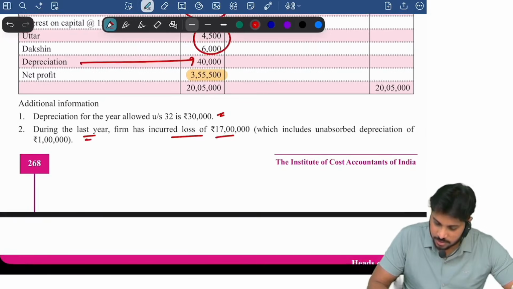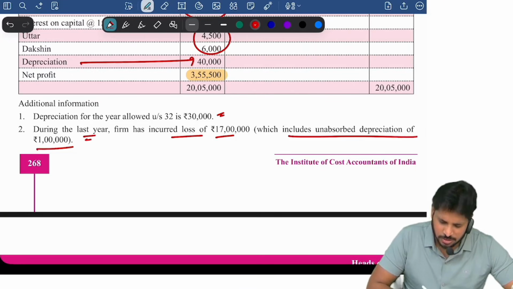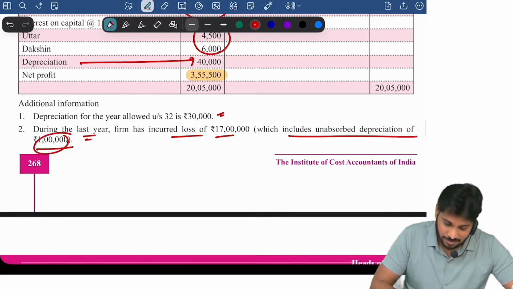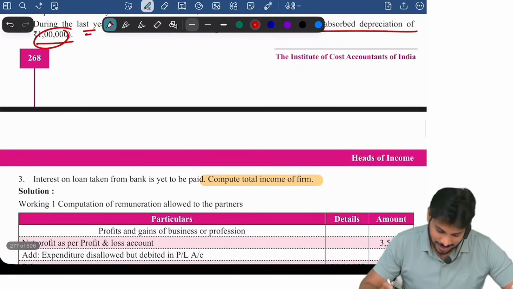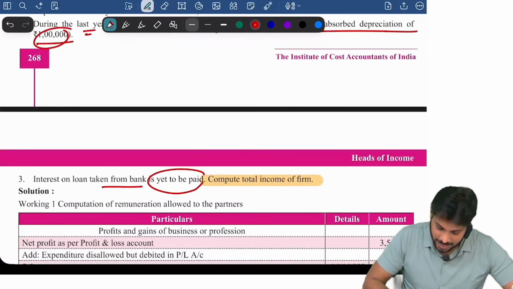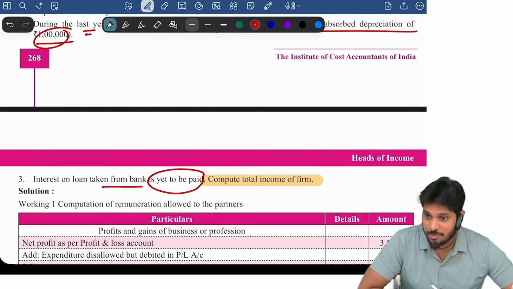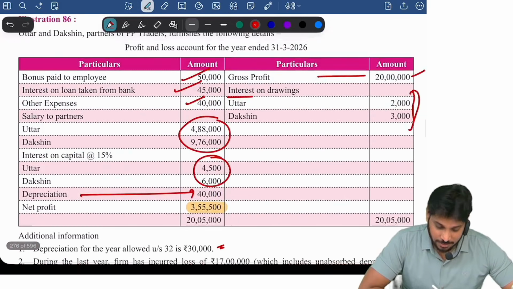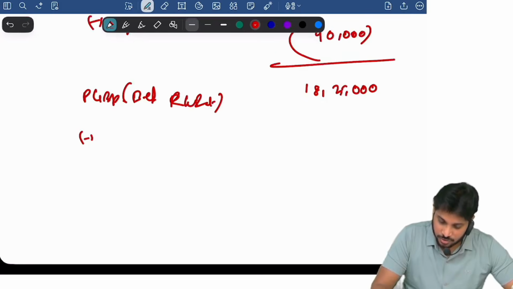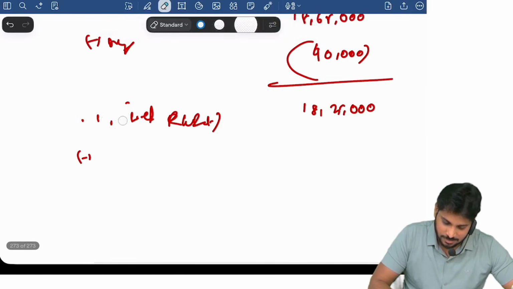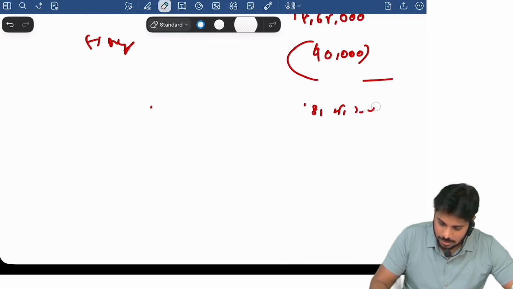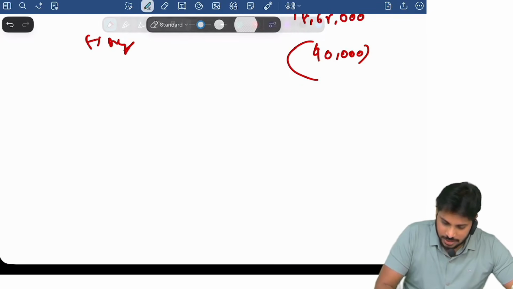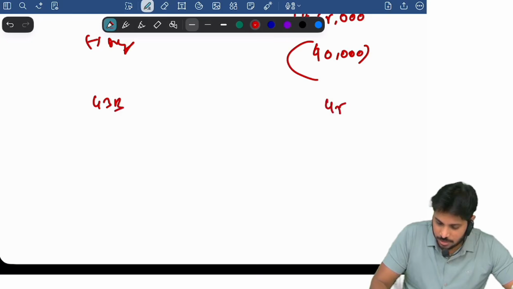Now I will claim deduction for, no, by the way, I will see during the last year firm incurred a loss of 17 lakhs, which includes unabsorbed depreciation. Fantastic. Fine, I'll consider. I'll come back to it. Interest on loan taken from the bank is yet to be paid. Third point you see means 43B. Interest on loan 45,000 disallowed. Again I have to revise. 43B. How much is disallowed?